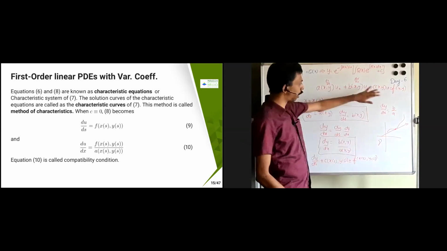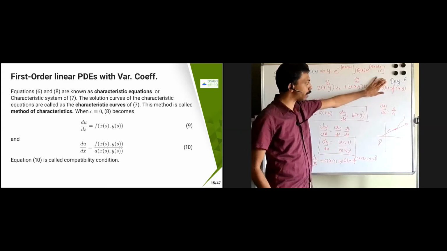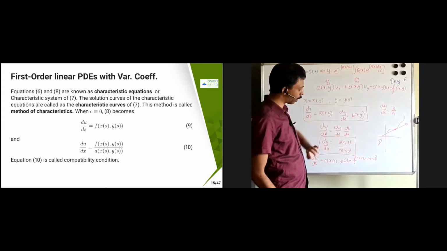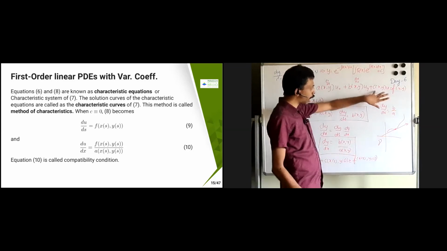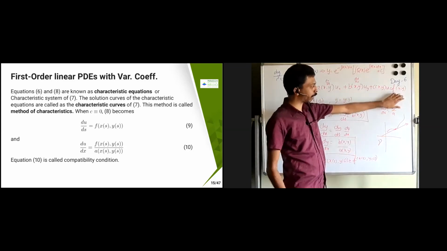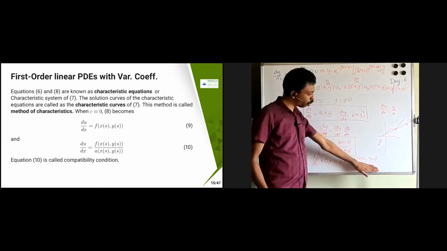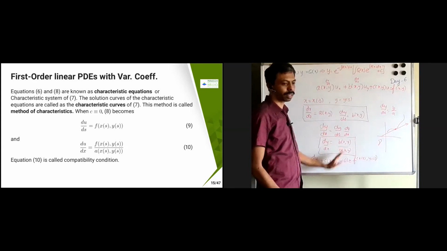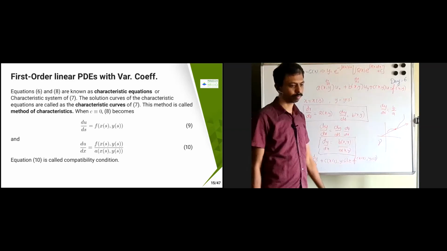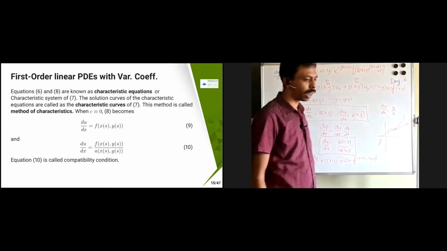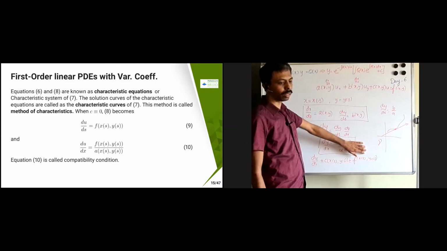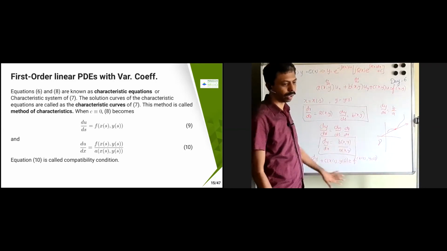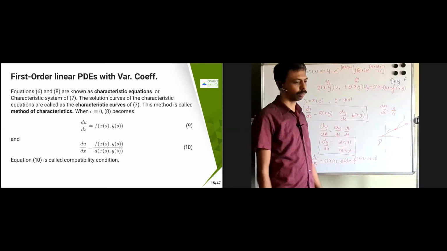Earlier, the right-hand side was 0 and this term was not there. Therefore, that was the only characteristic equation. Now c of x comma y is also there, and f of x comma y is also there. Therefore, I get one more condition over here. These two together are called the characteristic system or characteristic equation. The solution of this entire thing is called the characteristic curve.